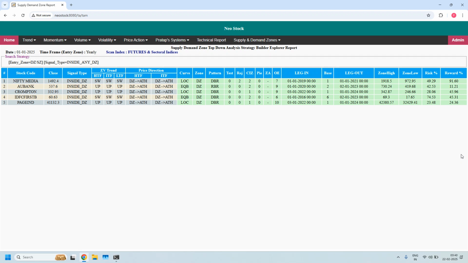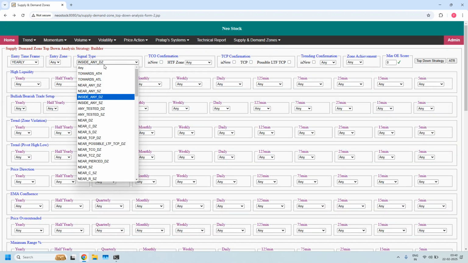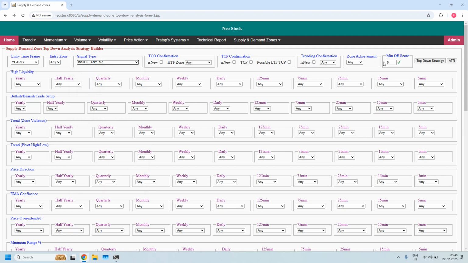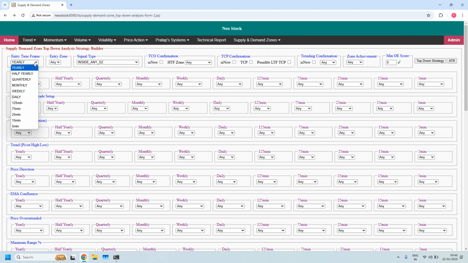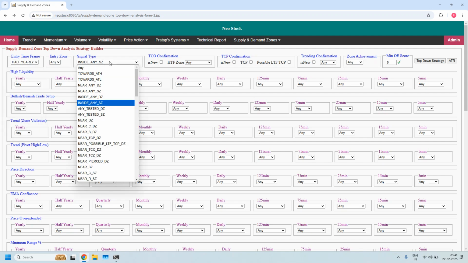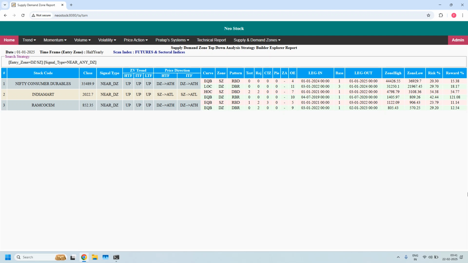Okay, now let's move on to the next report. Yearly time frame. Price closed inside the yearly supply zone. We did not get any stocks. Next time frame is half yearly. Stocks near half yearly demand zone. We got 3 stocks.